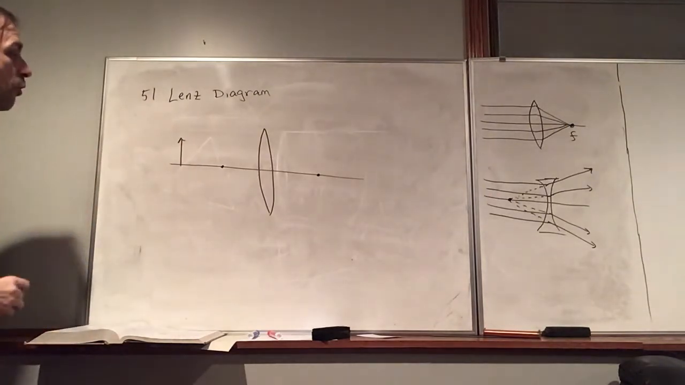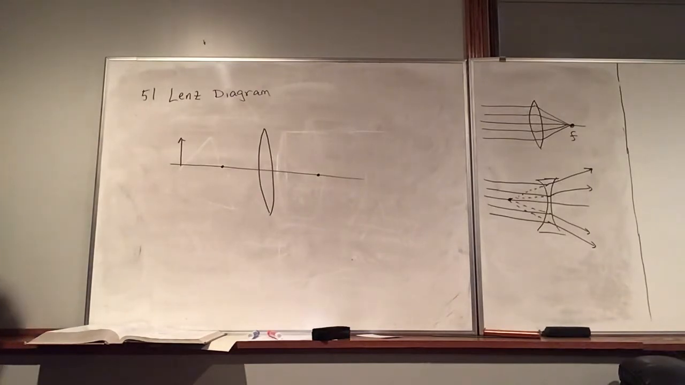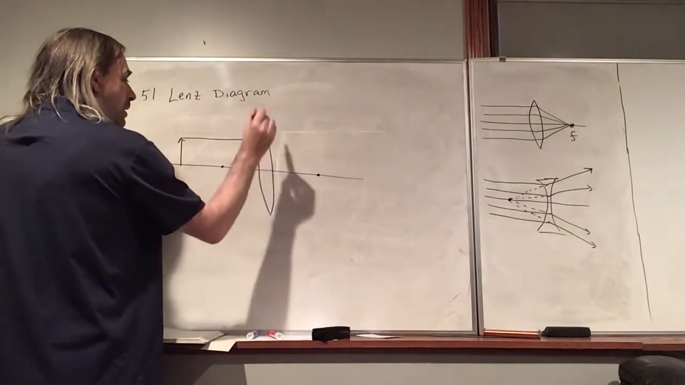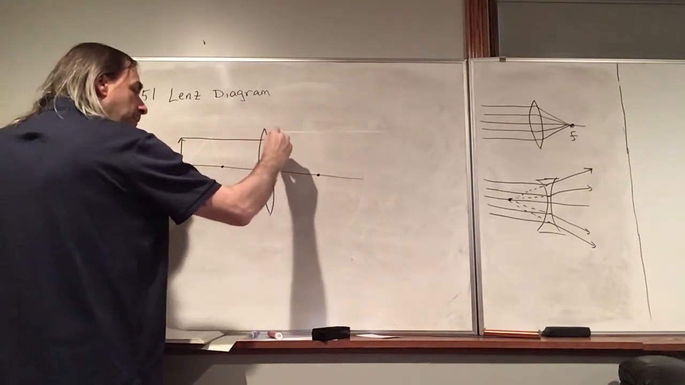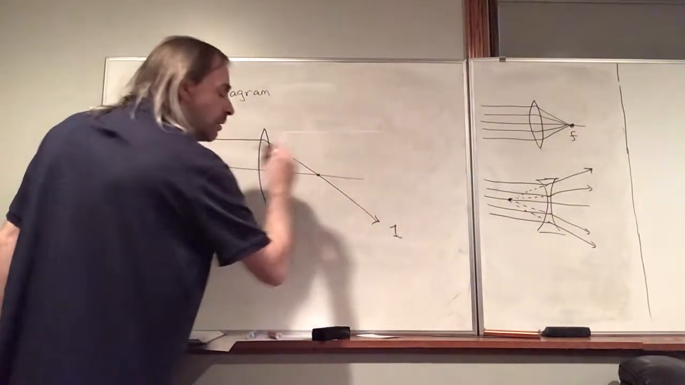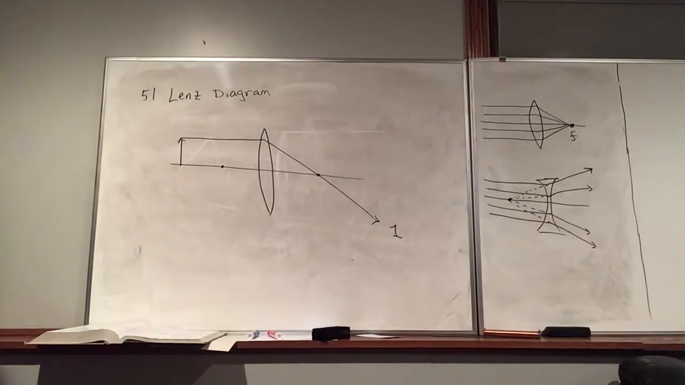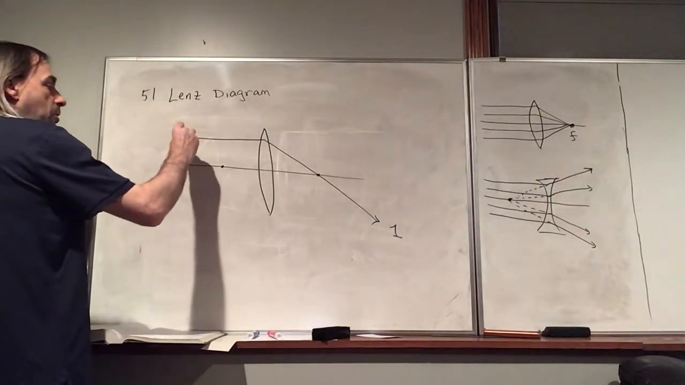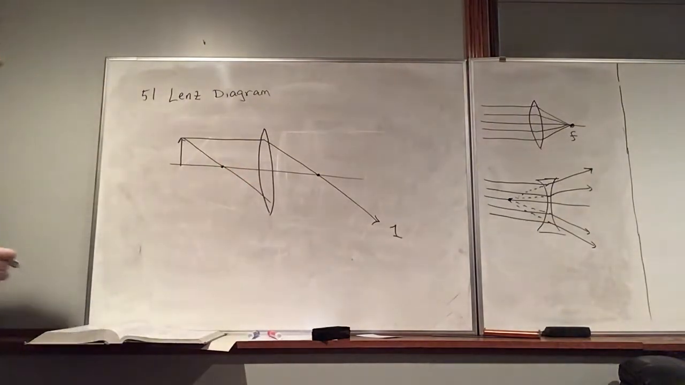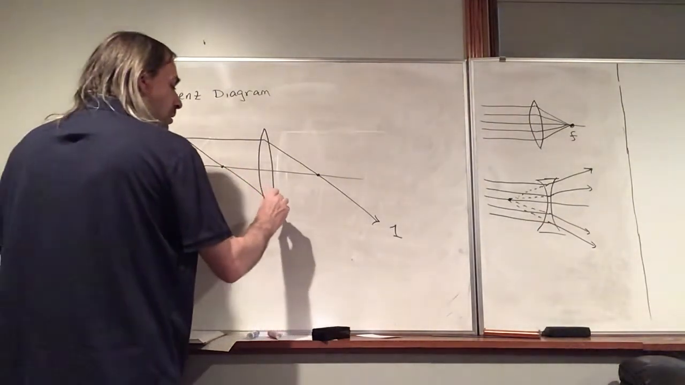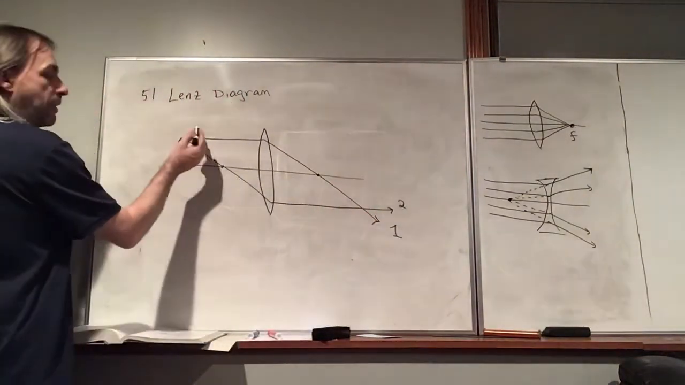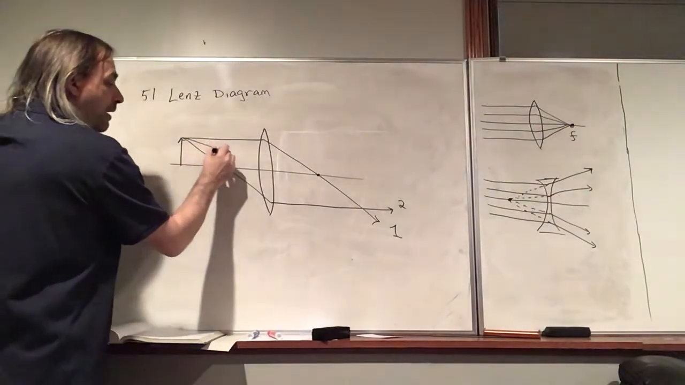Just like before, we have three special rays that we can draw. The first one goes parallel to the principal axis, and then through the focal point on the opposite side. So that would be ray 1. Now the second one goes through the focal point on the left side, and then it comes out parallel to the principal axis. So that would be 2. And ray 3 goes right through the center.